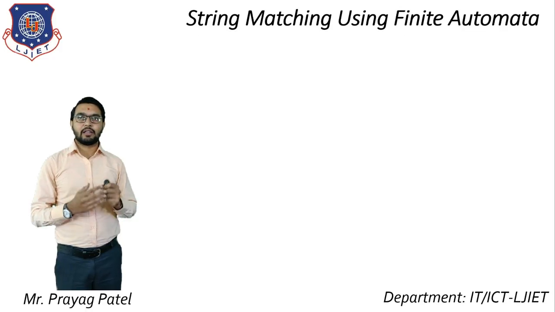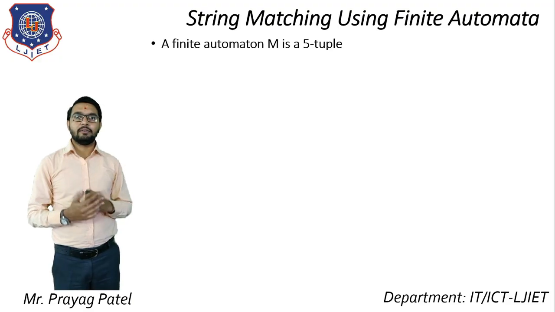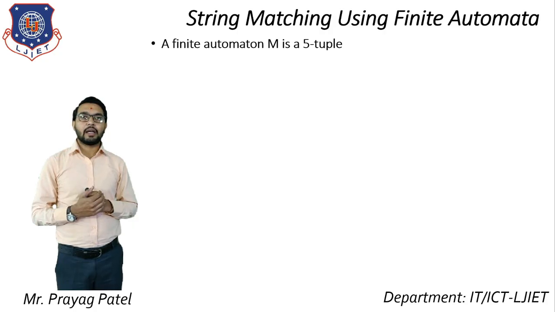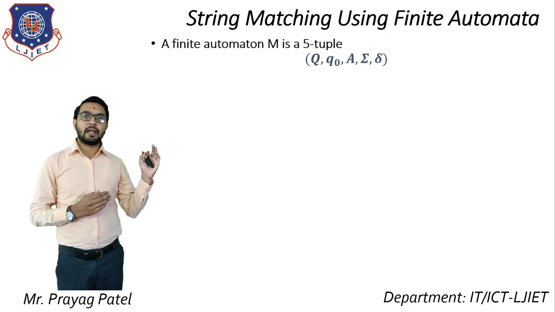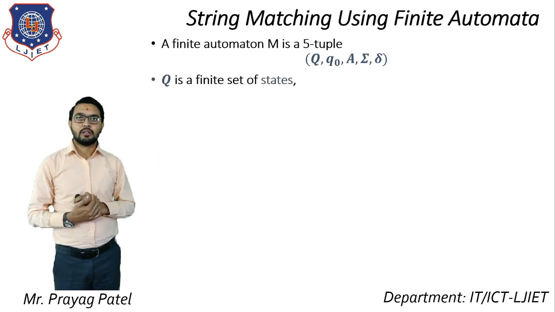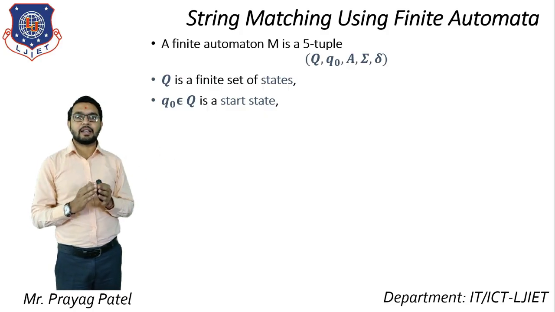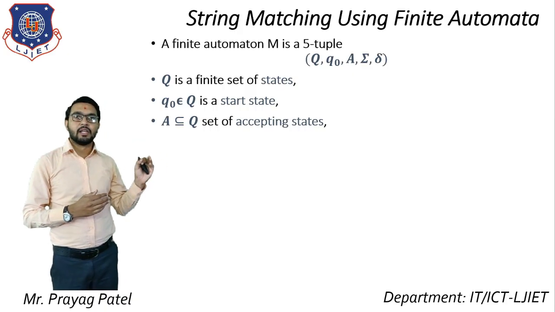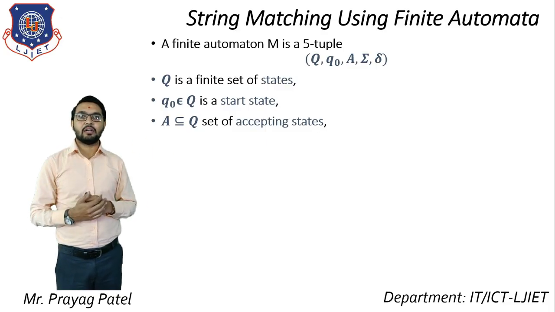Now consider the first method, string matching using the finite automata method. So what is a finite automata? First understand finite automata. A finite automaton M is a 5-tuple (Q, Q0, A, sigma, delta). Here capital Q means a finite set of states. Q0 belongs to Q, meaning Q0 is your starting state, and the starting state belongs to your set of states. Third, A belongs to Q, meaning A is your accepting state or answer state.